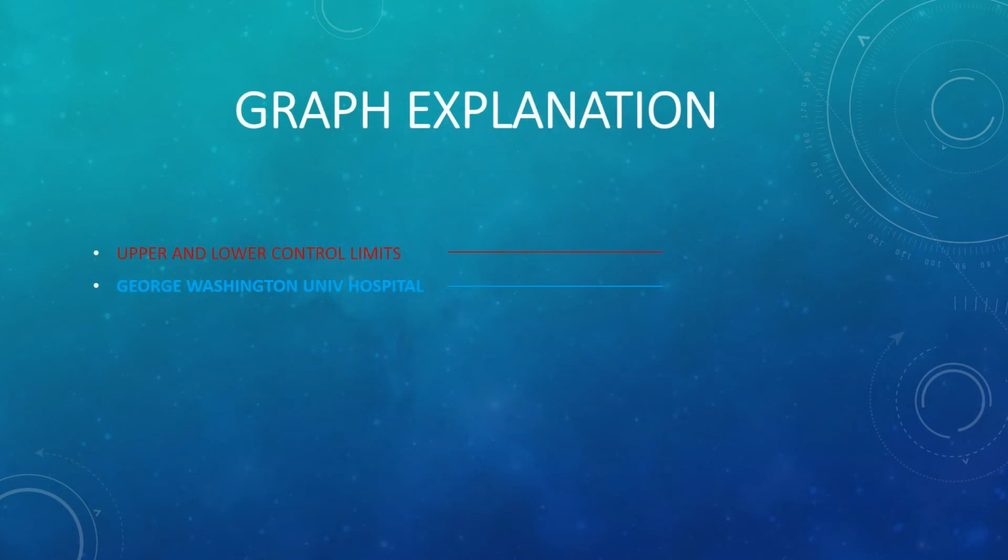The graphs shown in the next slides share the same general formatting. The two red lines represent the upper and lower control limits at 95% confidence, and the blue line represents the George Washington University Hospital. The x-axis lists the time periods during the analysis time frame, and the y-axis represents score, rate, or amount of money depending on the measures.